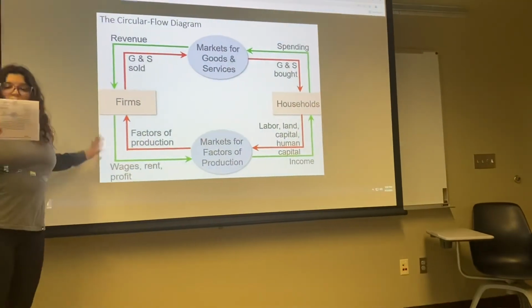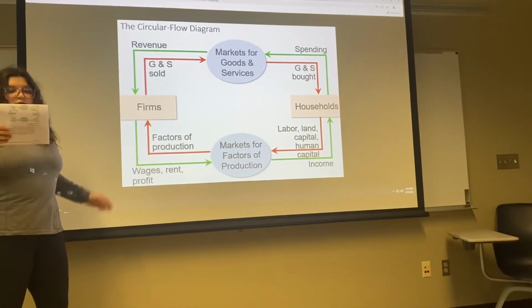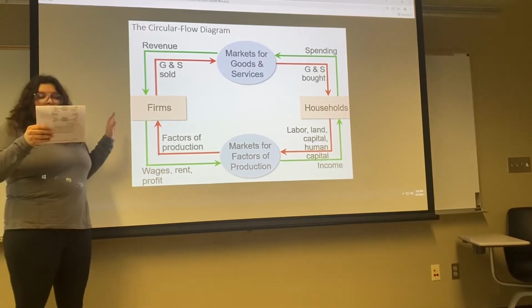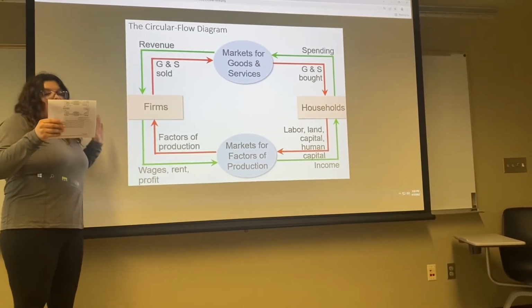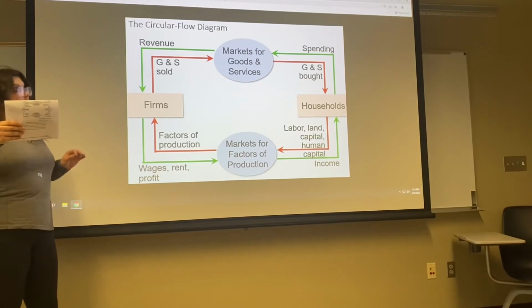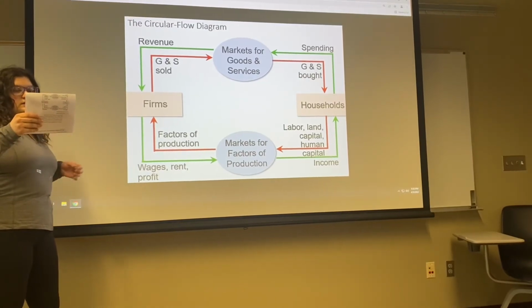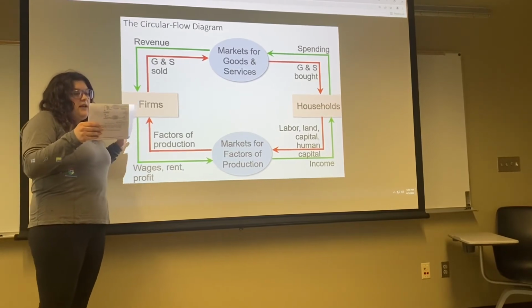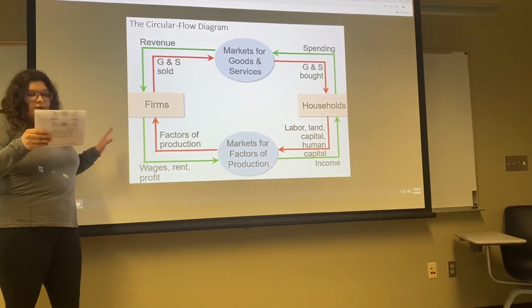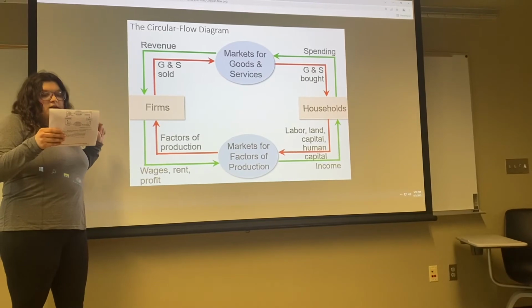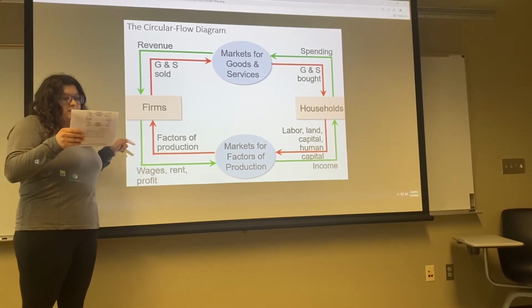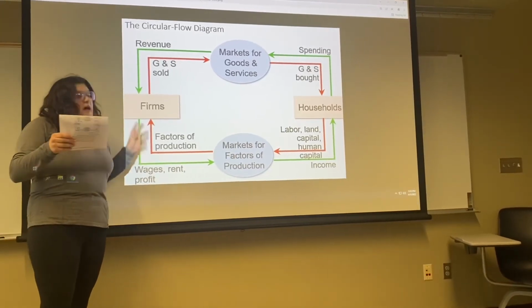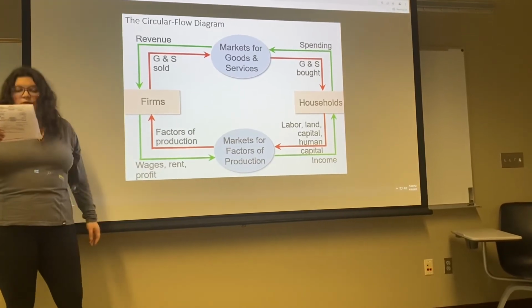The firms pay the wages, rent, and profit to the households for their supply of the factors of production in the markets for factors of production. Households take that income from the firms and use it to purchase goods and services, which are produced by the firms in the market for goods and services. This money that households spend provides revenue for the firm's production of goods and services, and then is used to invest back into those factors of production that households provide. This is how the flow happens in the circular flow diagram.